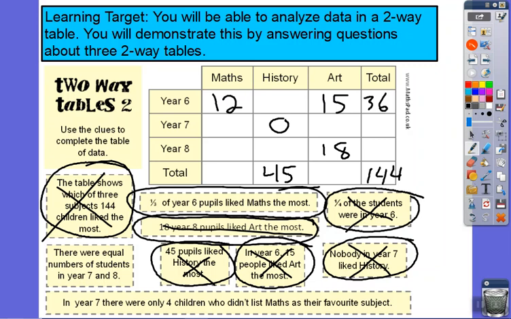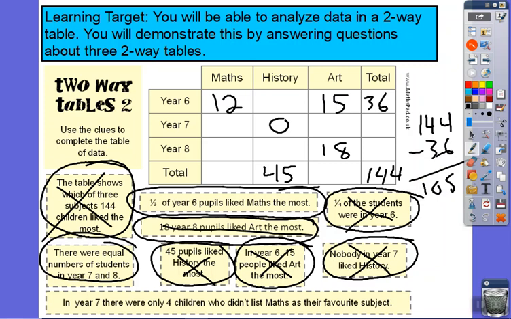There were equal numbers of students in year 7 and 8. Okay, so now what I'm going to do is take the 144 total, take out the 36 that were in year 6. That leaves 108 for me. And now I know that 7th and 8th grade are equal groups, so I'm going to divide this by 2. And that's going to get me 54 kids in year 7 and 54 kids in year 8.